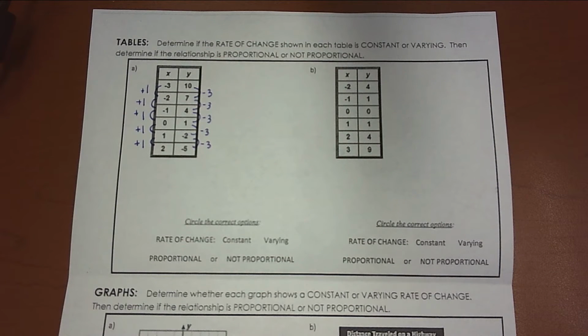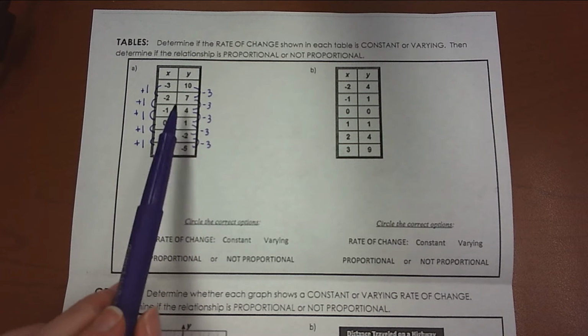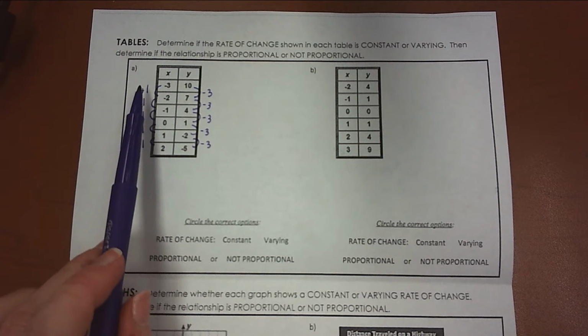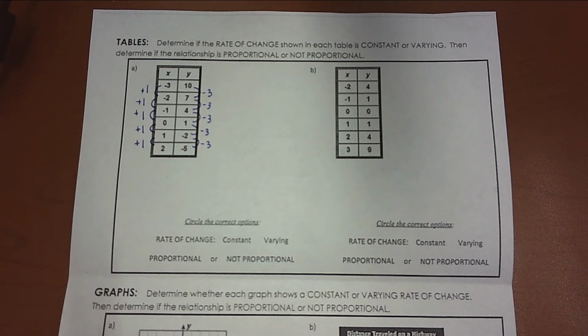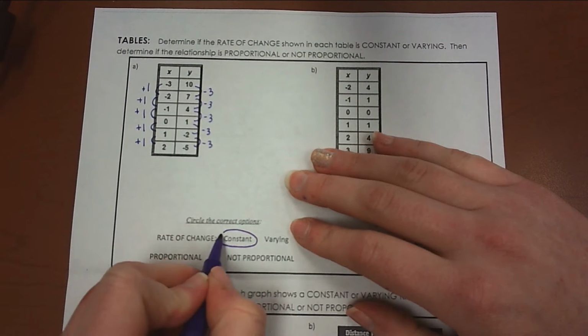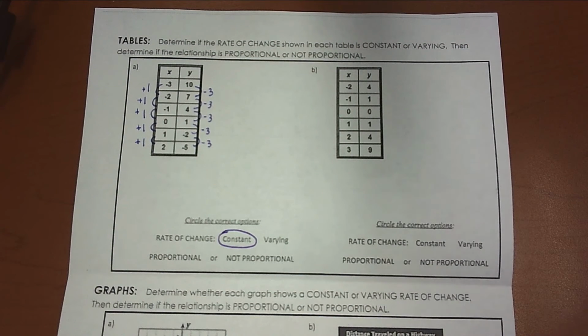So in this table, we have a consistent change. We have a constant rate of change because every time x increases by 1, y decreases by 3. So this is definitely a constant rate of change. And here's where people get a little bit confused. They think, well, if it's constant, it's linear, so it's automatically proportional. However, that's really not the case.